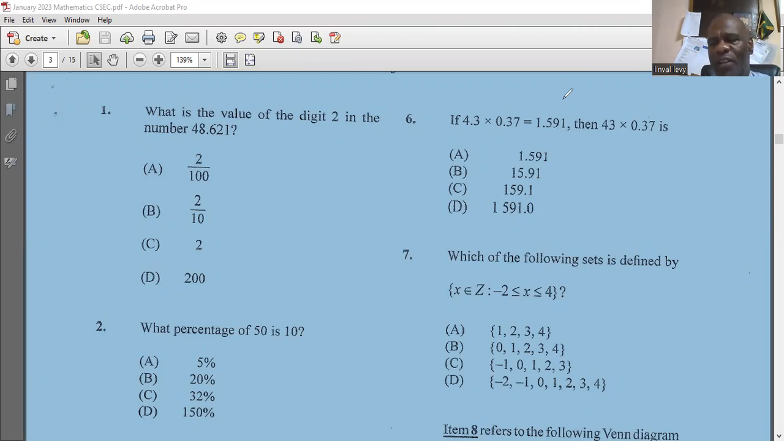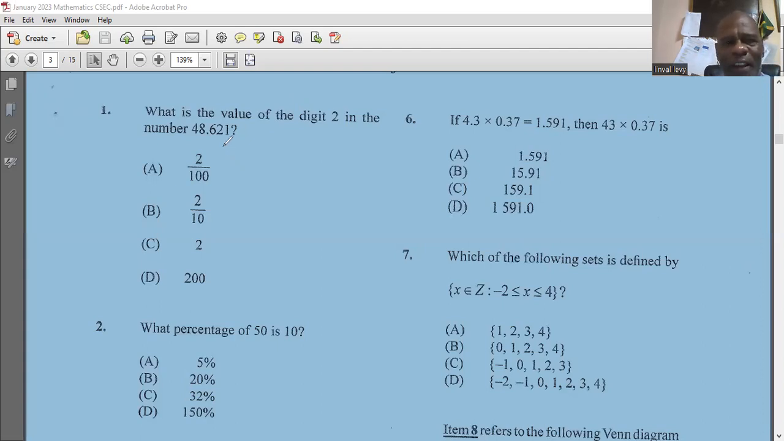What we're going to be looking at is this multiple choice paper. It's the January 2023 CSEC math paper. So we're going to look at some of the questions here. I may not get to go through all of them for this session, but we'll definitely go through some of them. Okay, so let's start.